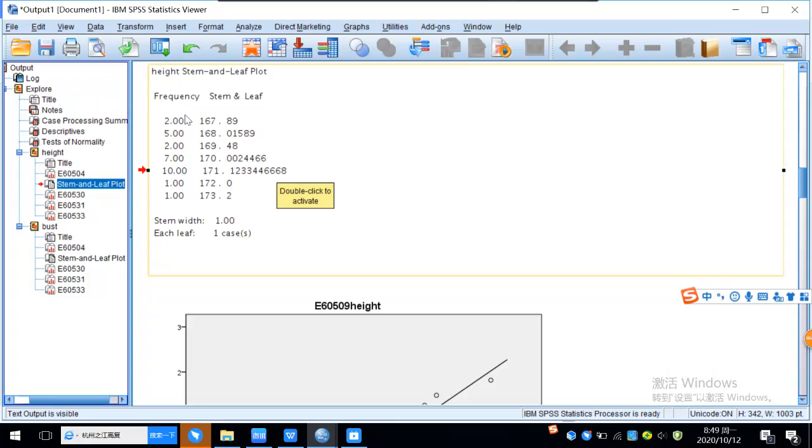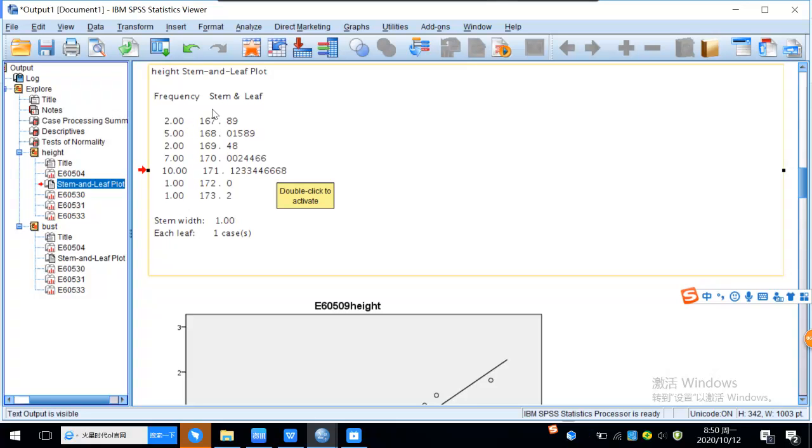Okay, let's look at this plot here. Look, here is frequency: 2, 5, 2, 7. That's the frequency. Here is the stem: 167, 168, 169. That's the stem. And here is leaf: 8, 9, 0, 1, 5, 8, 9. They are all leaves. So look at here. Frequency is 2. Stem 167. Leaf 8, 9. So it shows that we have 2 people. One person is 167.8, and another is 167.9. Totally, we have 2 samples, 2 cases.